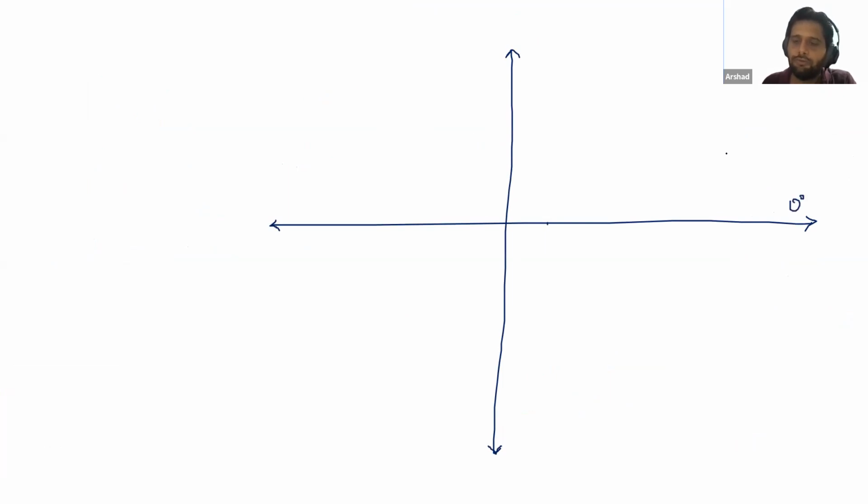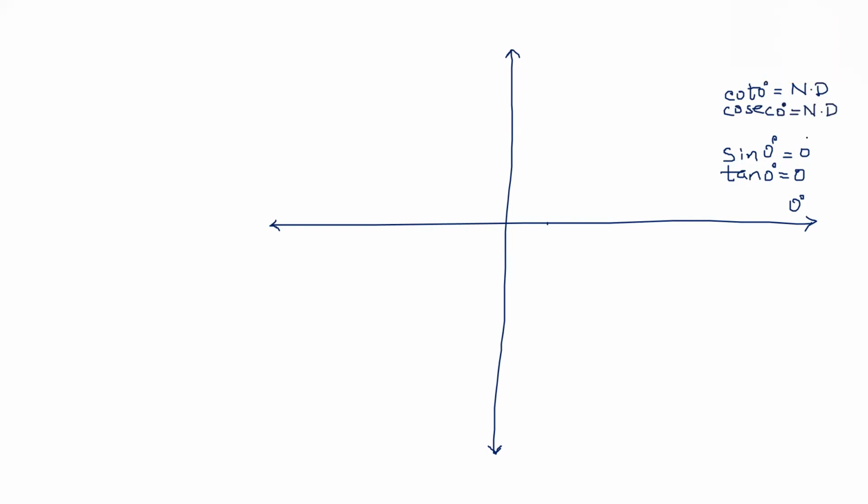Here you have a zero. What is sin zero? Zero. What is tan zero? Zero. What is cot zero? This is not defined. What is cosec zero? This is not defined. For zero, you have to learn the values. What is the value of cos zero? One. Very good. What is the value of sec zero? One. Very good.